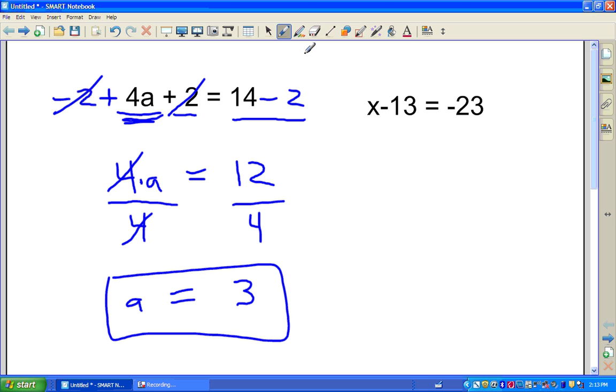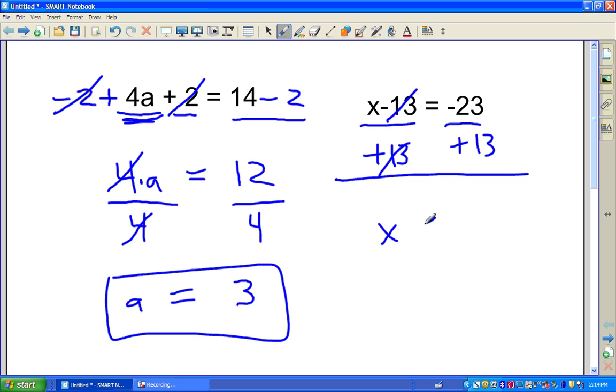Okay, an even simpler one over here. Let's look at x minus 13 equals minus 23. 13 is being subtracted from x. So if I were to add 13 to each side, and I'll do this vertically this time, okay? If I were to do that, minus 13 plus 13 leaves me with just x. All right, minus 23 plus 13 gives me a minus 10. Well, I'm done. That's all I had to do.